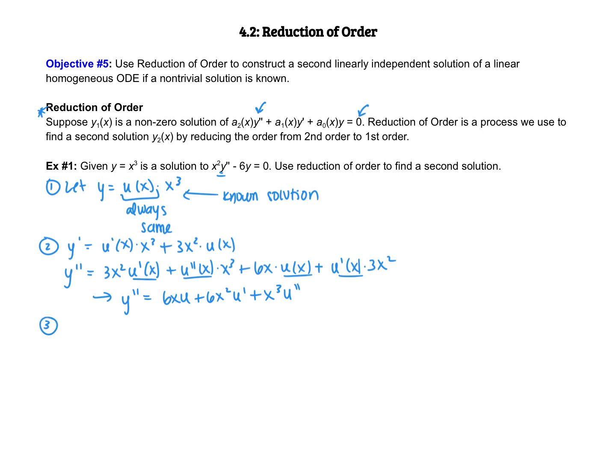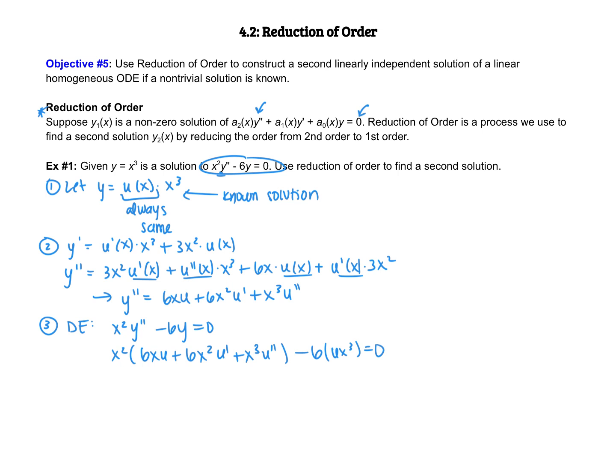Okay, so now we are going to return to our differential equation, substituting in that y double prime and the y. So x squared y double prime, subtract 6y is equal to 0. If we substitute in, we get x squared. That y double prime from above is 6xu. Add 6x squared u prime. Add x cubed u double prime. Subtract 6. And then our y was just u times x cubed is equal to 0.